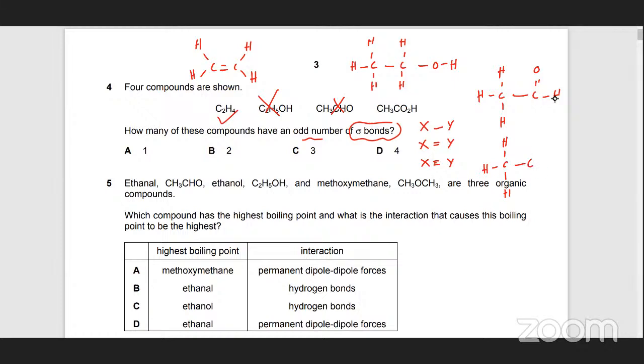And after that, there is a single bond O and OH. So that's 3 over here, 4, 5, 6, and 7. So that has an odd number. So it's basically 2 is the answer.